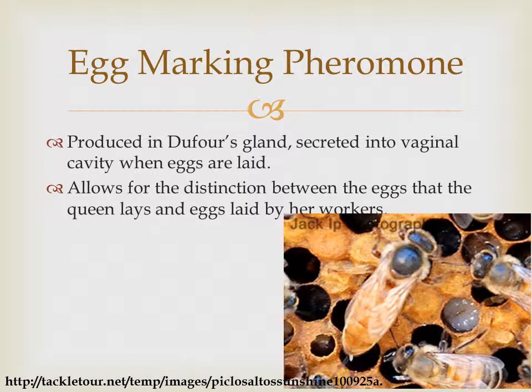Dufour's gland produces the egg-marking pheromone, which is then secreted into the vaginal cavity upon egg laying. This allows for distinction between eggs laid by the queen and eggs laid by her workers. There's also a difference in the queen egg-marking pheromone and the worker egg-marking pheromone in queen-right colonies and queenless colonies. Queen-right colonies contain long-chained alkanes, and queenless colonies contain long-chained esters.